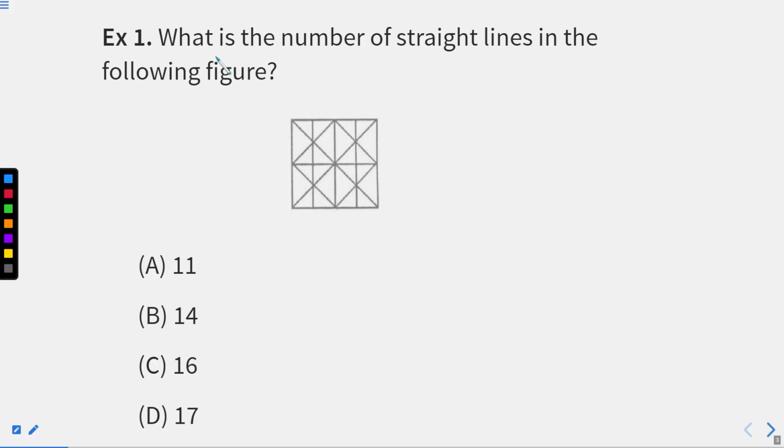The question says, what is the number of straight lines in the following figure? The figure is this. Whenever this kind of question appears, where you have to calculate the number of lines, you will just redraw this figure by yourself and start counting the lines that you are drawing. You can see this is a figure of a square with multiple partitions. So we will draw a square here. Okay, we have drawn a square. How many lines till now have we drawn? 4 lines. 4 sides means 4 lines.